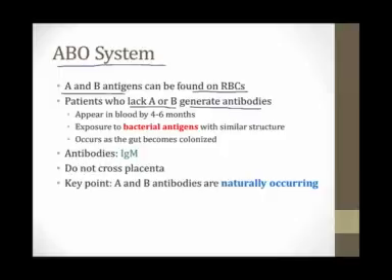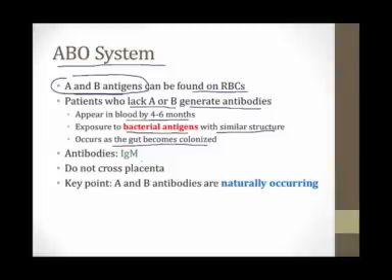The antibodies against A and B appear in the blood by about 4 to 6 months of age. The reason they appear is because exposure to bacterial antigens with a similar structure drives formation of antibodies against the A and B antigens, and this occurs in babies as the gut becomes colonized. The antibodies against the A and B antigens are IgM, so they do not cross the placenta. This means that if the baby has a different blood type from the mother, that will not be a problem in terms of these antibodies. A key point is that the A and B antibodies are naturally occurring. They occur in response to bacterial antigens, in contrast with some other antibodies that we'll talk about later to other red blood cell antigens.